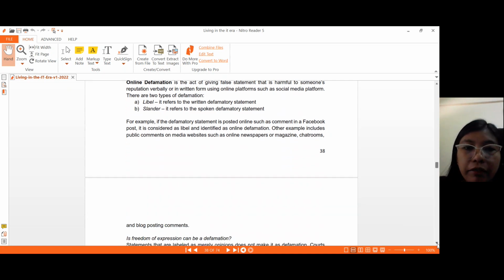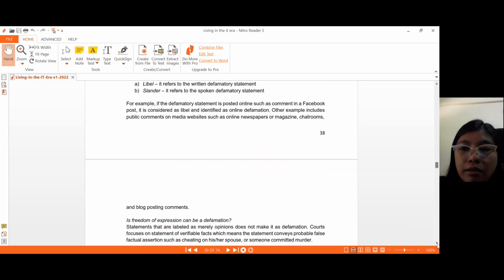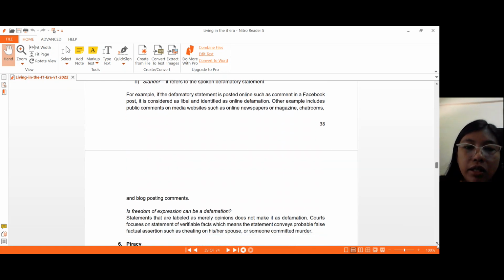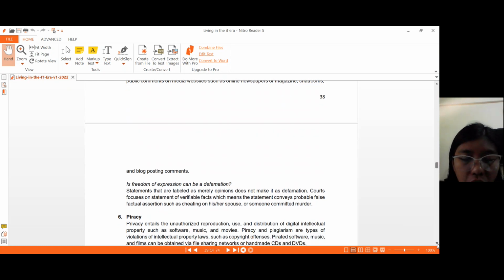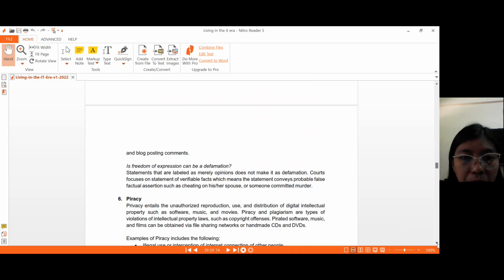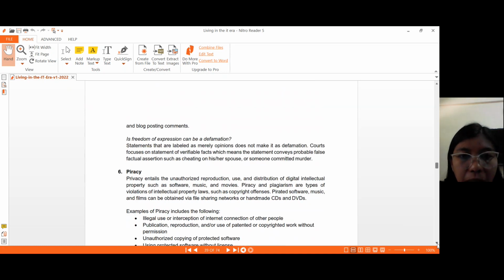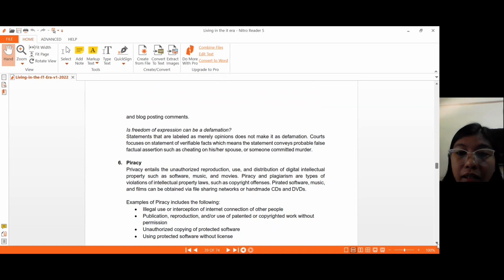Okay, so for example, if the defamatory statement is posted online, such as comment in a Facebook post, it is considered as libel and identified as online defamation. So other example includes public comment on media websites, such as online newspapers or magazine, chat rooms, and blog posting comments. As freedom of expression can be a defamation, statements that are labeled as merely opinions does not make it as defamation. Pagka-opinion mo lang naman, karapatan mo yan, o hindi naman talaga siya defamation.